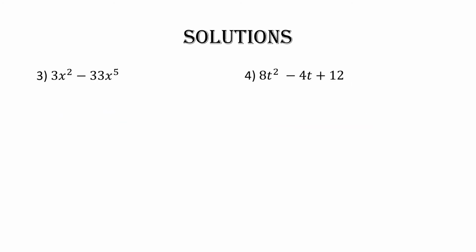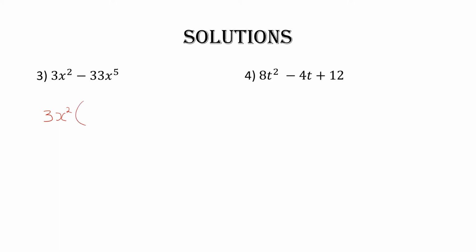Moving on. Here now we're looking at these terms. So the 3 and the 33 definitely have something in common, and x definitely has something in common. So between the numbers, the highest common factor will be 3. And between the x's, remember we always say the one with the lowest exponent, the lowest power, which will be 3x. And then we open our bracket.